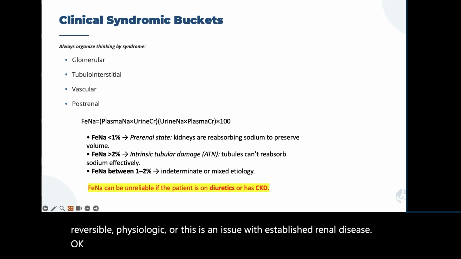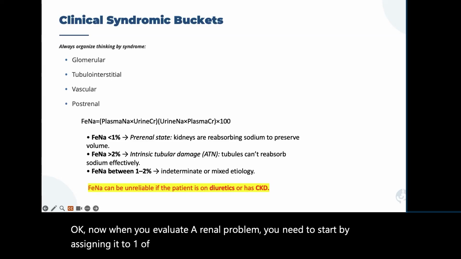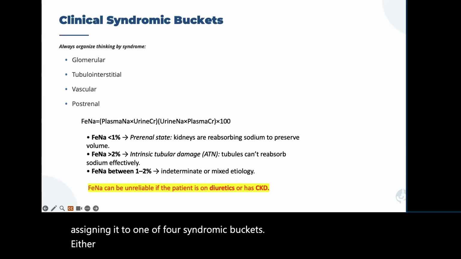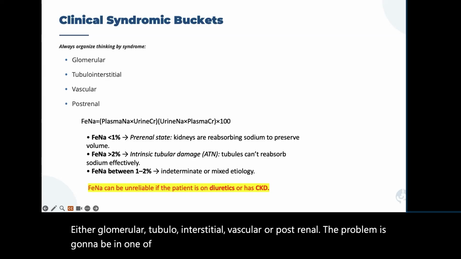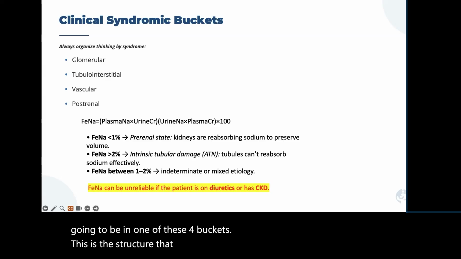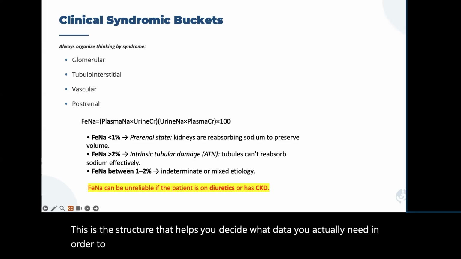Now, when you evaluate a renal problem, you need to start by assigning it to one of four syndromic buckets: either glomerular, tubulointerstitial, vascular, or postrenal. The problem is going to be in one of these four buckets. This is the structure that helps you decide what data you actually need in order to confirm the mechanism.